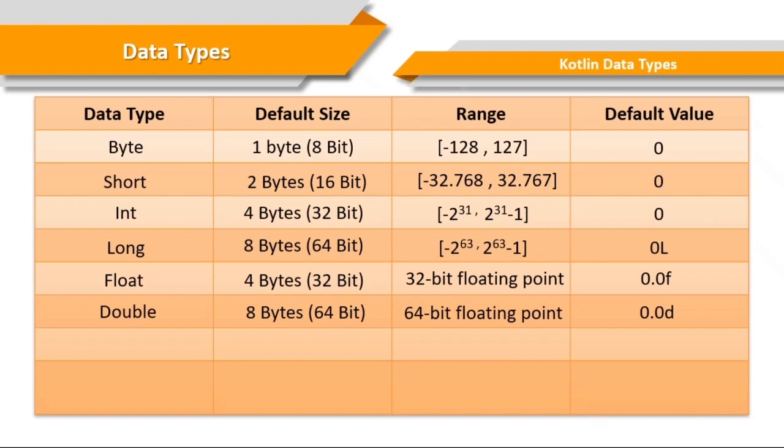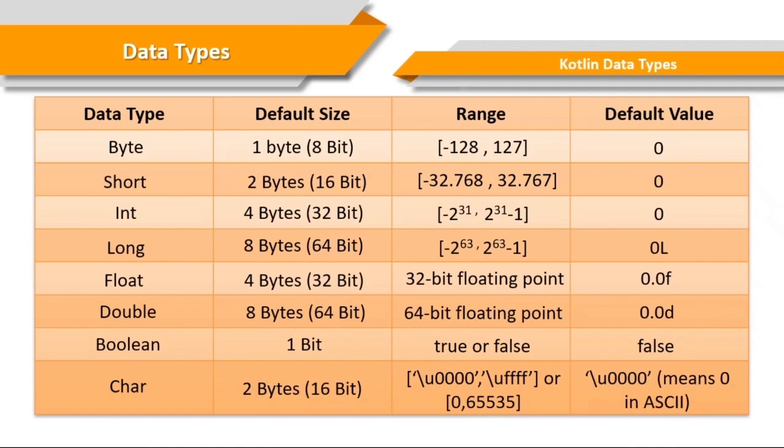Decimal values. This data type is generally the default choice. The Boolean data type will represent only one bit of information, either true or false. The char data type is a single 16-bit Unicode character.